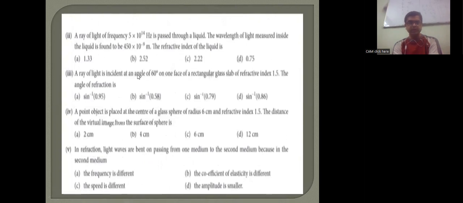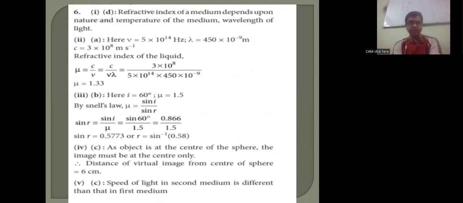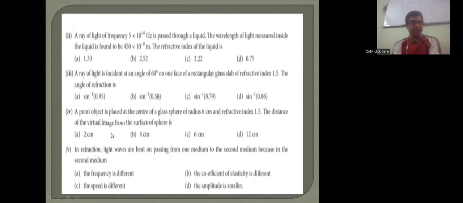A ray of light is incident at an angle of 60 degrees at one face of a rectangular glass slab of refractive index 1.5. The angle of refraction will be? Now student, you can apply Snell's law directly, which is mu equals sin i by sin r. So you can calculate sin r, that is sin i by mu, that is sin 60 by 1.5. So you can calculate sin r. The question asked for r, so you have to leave the answer in sin inverse form. Now come to the fourth one.